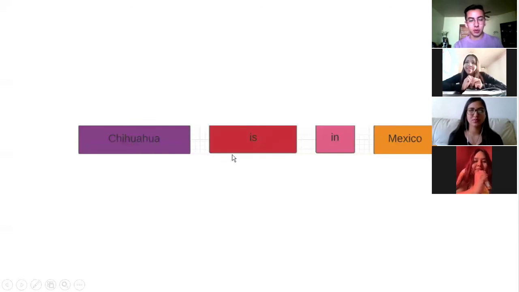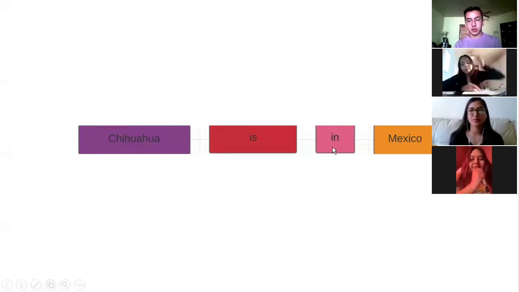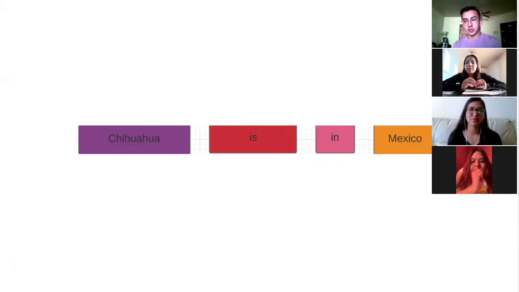So here, Chihuahua is the subject, which is represented by the purple rod. Is is the verb, which is represented by the red. In is the auxiliary, represented by the pink rod. And Mexico is the direct object. In this sentence, we can see that the auxiliary switches places, but it stays the same. It doesn't change. It's still an auxiliary. It doesn't change the word or anything. It just switches places, but it's still the same function.